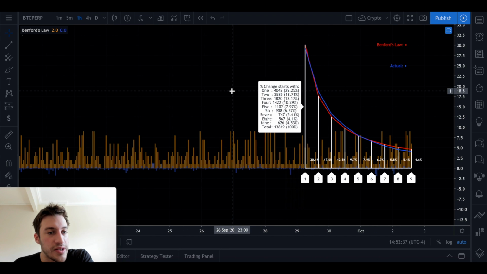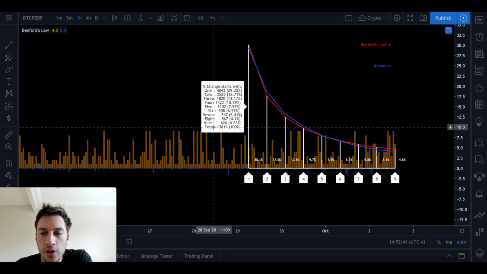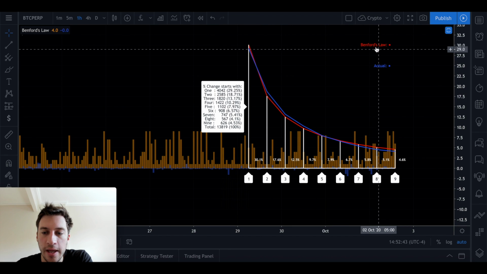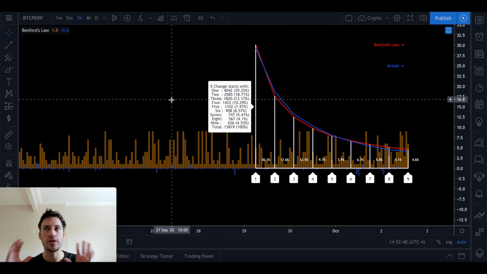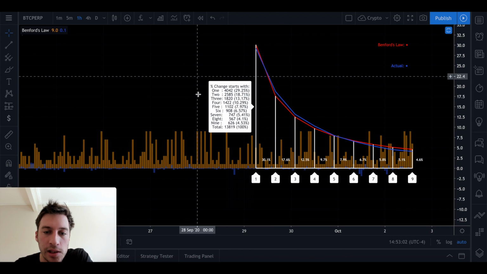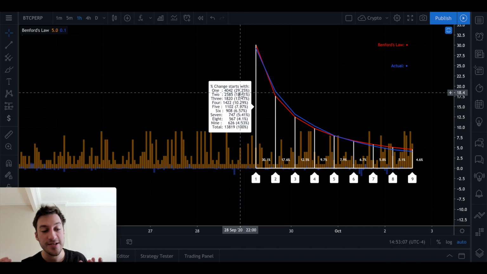Right now, this is a BTC perp from FTX on the 1 hour time frame. The blue is the actual and the red is Benford's Law. This measured every single candlestick and the percent change from every single candlestick. What I found was that every single one of these main cryptocurrencies has the exact same distribution as Benford's Law. If you remember, one should be the leading digit about 30% of the time. It's the leading digit 29.25% of the time for BTC perp.